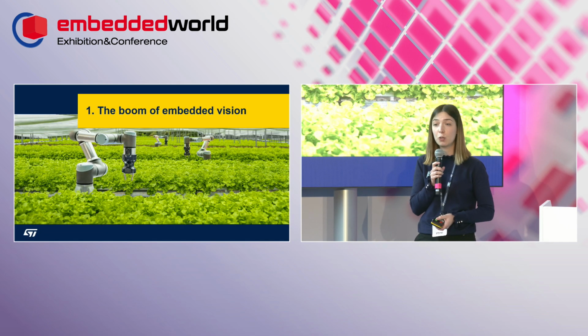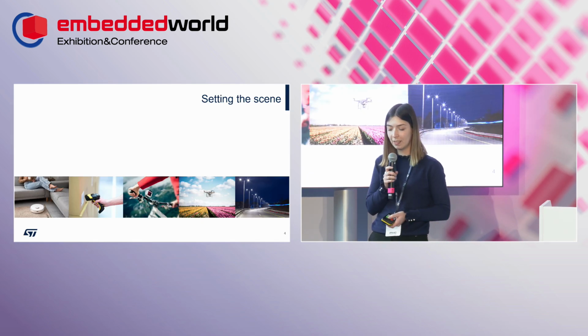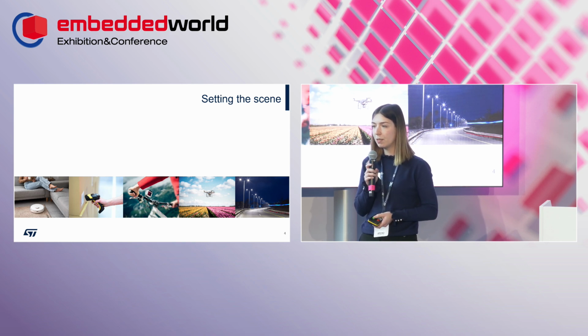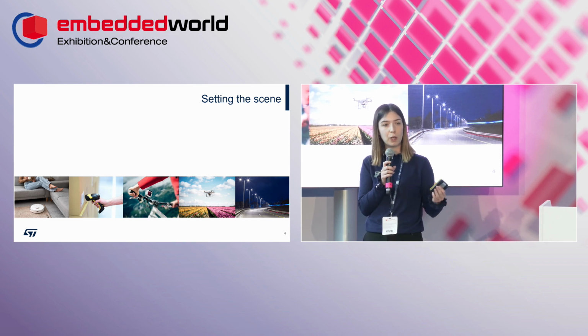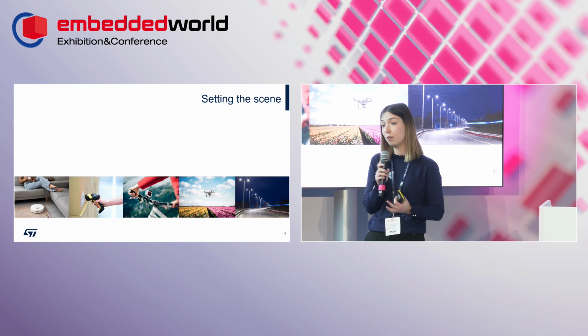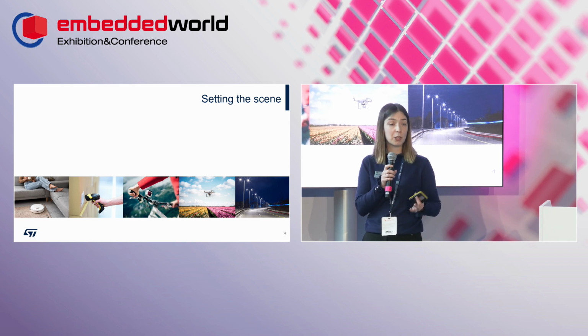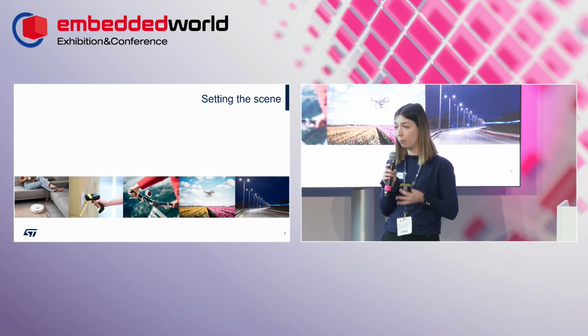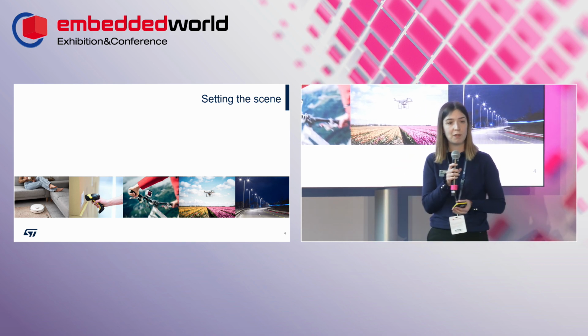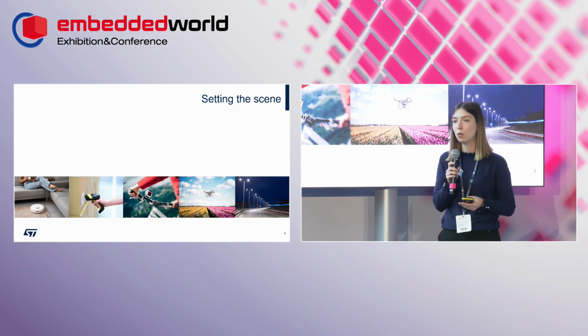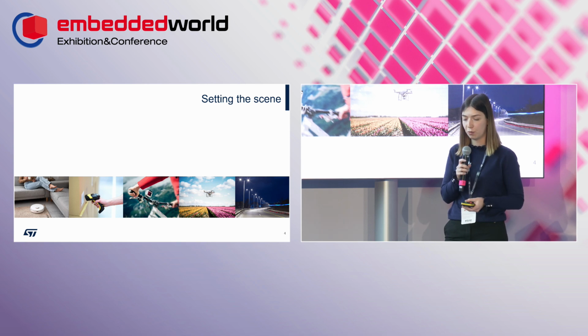Starting with embedded vision, why does embedded vision matter? Just to set the scene and give a bit of numbers. The embedded vision market is an aggregation of different market segments, because embedded vision systems are systems made of a camera and a processing board, as opposed to traditional vision systems that need a PC. So it's a sort of autonomous system from a processing point of view.